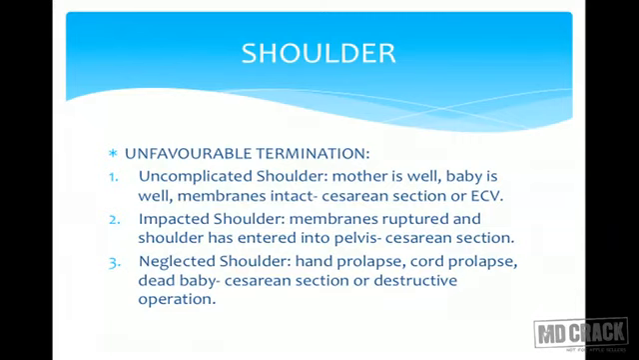Second, impacted shoulder, membranes ruptured, shoulder has just entered into the pelvis. There is no associated cord prolapse, maybe it's still fine. Still the treatment of choice is cesarean section. No manipulations, nothing is required. Directly take the patient for cesarean section and safe delivery of the baby is indicated.